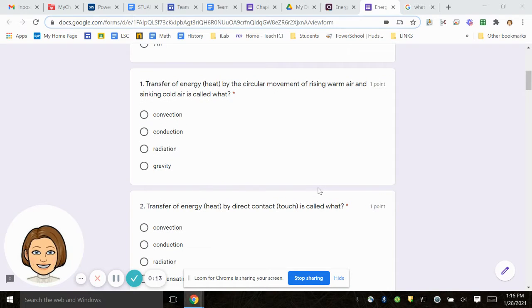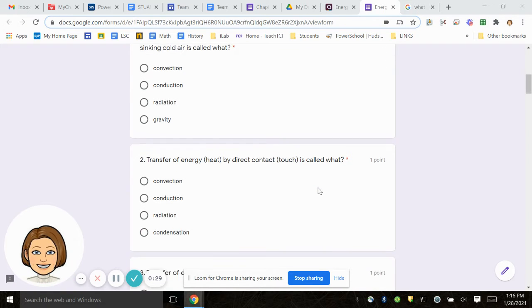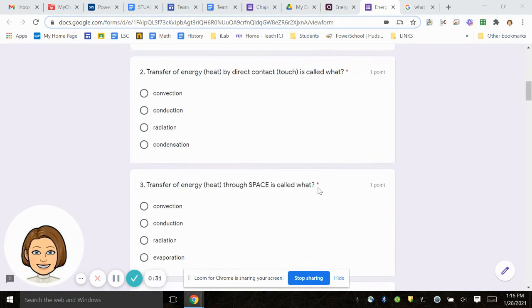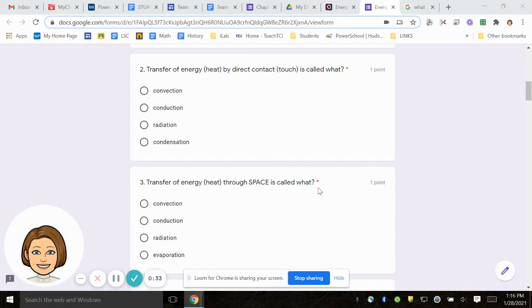Number 1. Transfer of energy or heat by the circular movement of rising warm air and the sinking of cold air is called what? Convection, conduction, radiation, gravity. Number 2. Transfer of energy or heat by direct contact or touch is called what? Convection, conduction, radiation, condensation.